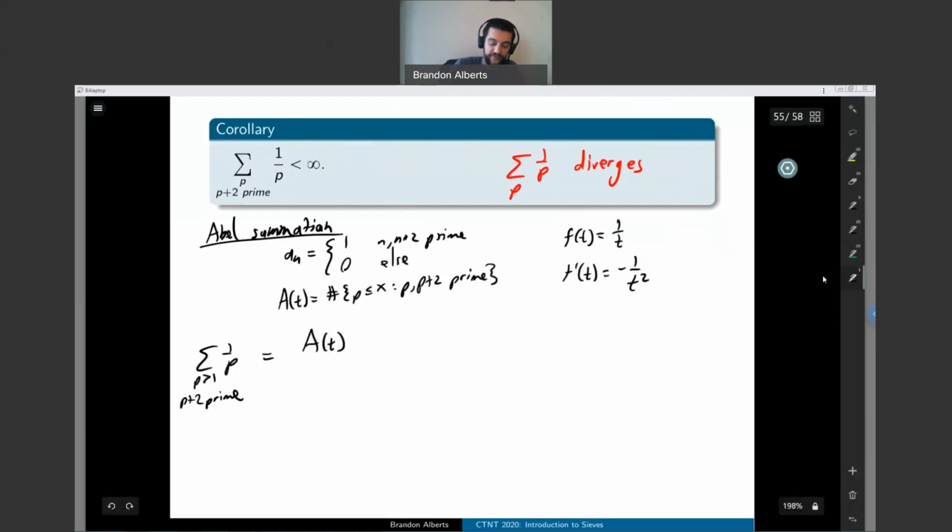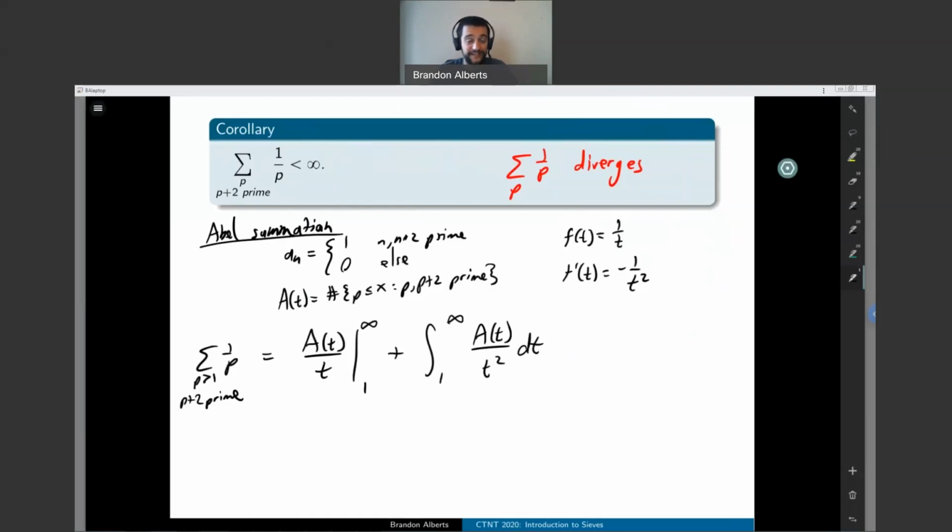We get A of t over t from 1 to infinity, plus the integral from 1 to infinity of A of t over t squared, where it's plus because this minus sign will cancel out with the original minus in the Abel summation formula. And then we use the upper bound for the number of twin prime pairs. We know that A of t is bounded above by t times log t squared divided by log t squared. So we get that this is bounded above.